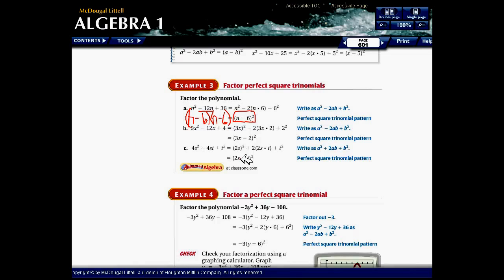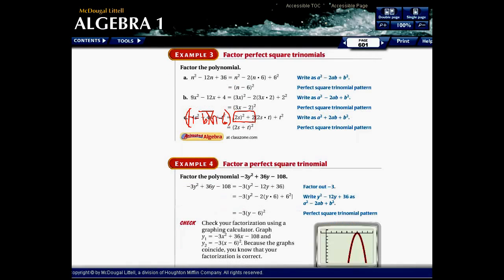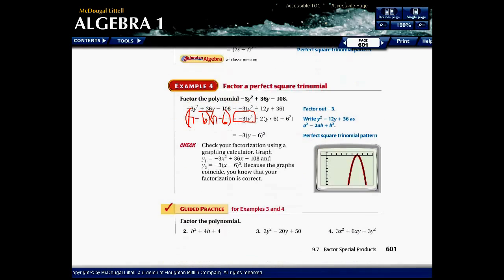Factor a perfect square trinomial. And again, just like example 2, if you look at those, they are not perfect squares. But if they have common factors, you can factor out a common factor and sometimes make them into perfect squares. So what can you take out of negative 3y squared plus 36y minus 108?